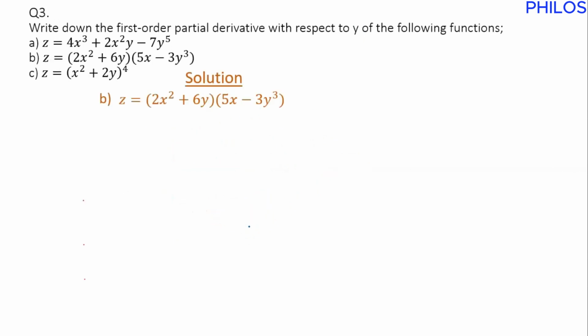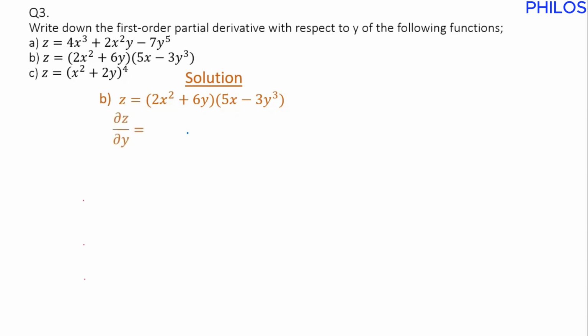So let's look at question B. Z equals, in one bracket, 2x exponent 2 plus 6y, all multiplying 5x minus 3y exponent 3. Now, there are two ways you can solve this. One, it's either you simplify this bracket and you solve directly like the previous question, or whenever you have two brackets multiplying, to differentiate, you are going to use the product rule.